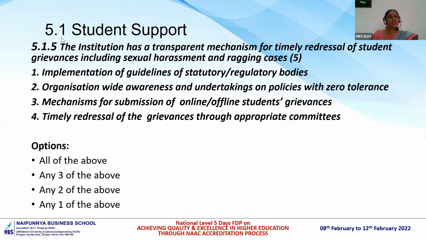The last sub criteria in 5.1 is 5.1.5, which is a very important sub criteria: the student grievance redressal mechanism. The institution has a transparent mechanism for timely redressal of student grievances, including sexual harassment and ragging cases, for 5 marks. If you document it very well, you will get the complete 5 marks. Options are also given: implementation of guidelines of statutory or regulatory bodies like AICTE or UGC, whatever you are implementing, and university guidelines. You can take a copy of all those and file it.